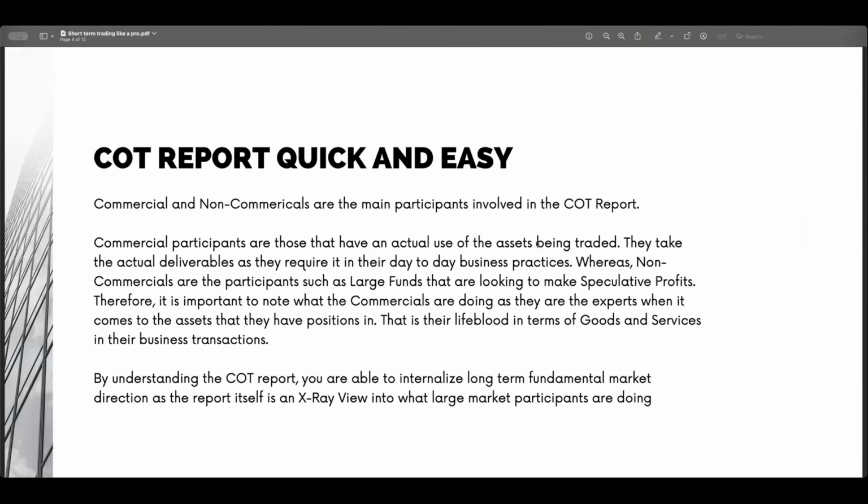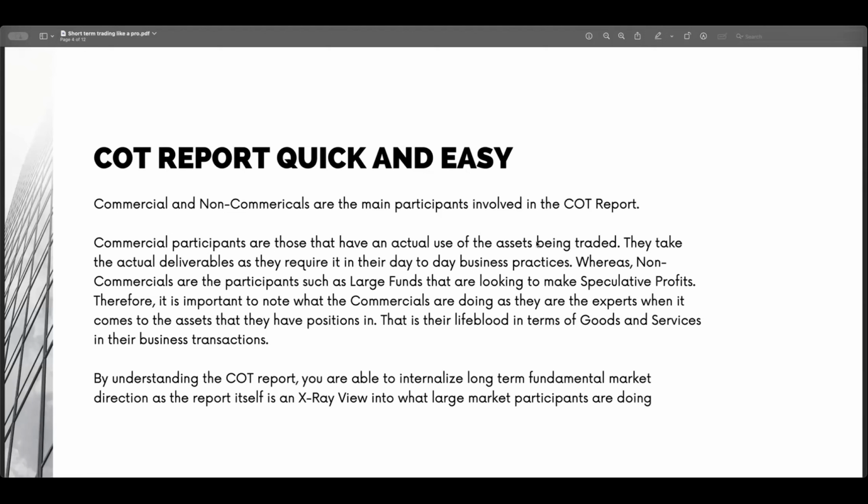Right. So when looking at the Commitment of Traders report, yeah, we are looking at both the commercial and non-commercial. They are the main participants, in fact, in the Commitment of Traders report. So the commercial participants are those that have an actual use of the assets being traded. Yeah. They take the actual deliverables as they require it in their day-to-day business practices. So commercials, for example, if they deal with gold, yeah, they will actually take that physical gold asset because they have a use for it.